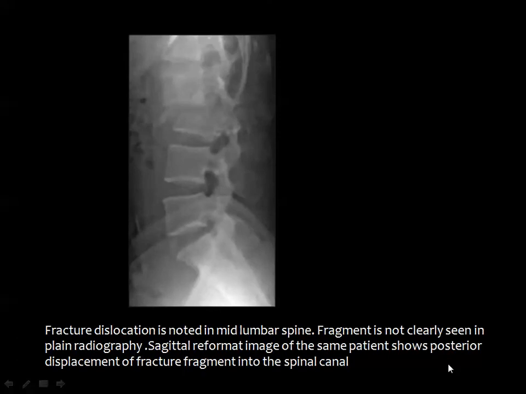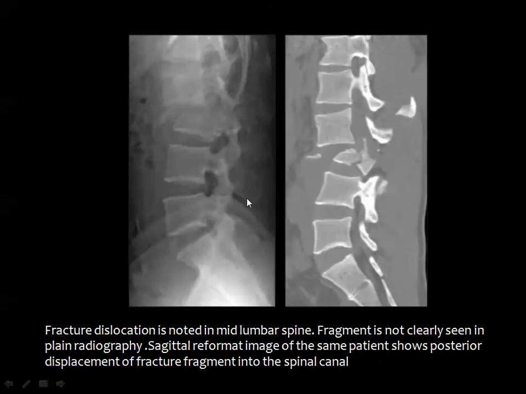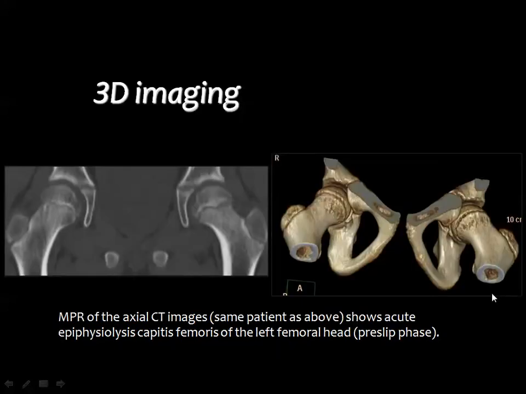Then in the spine, this machine is very, very valuable in evaluation of fractures. You see by the plain film there is a fracture in the spine at the level of L2 and L3, but by CT you can see the details of the fracture and the displacement of the bone fragments inside the spinal canal. You can reconstruct the images in 3D and 2D ways, and also you can obtain images in color.